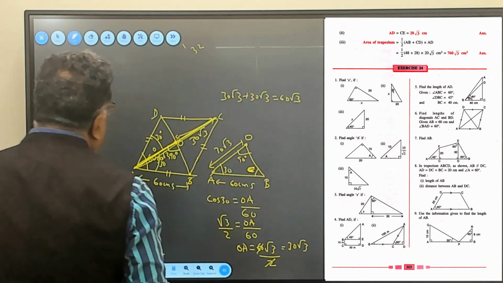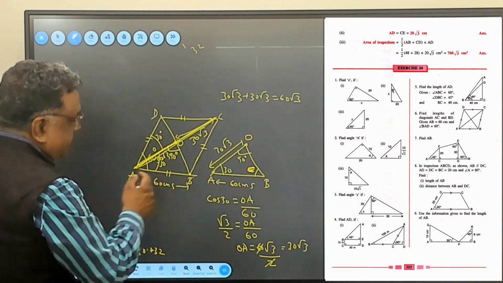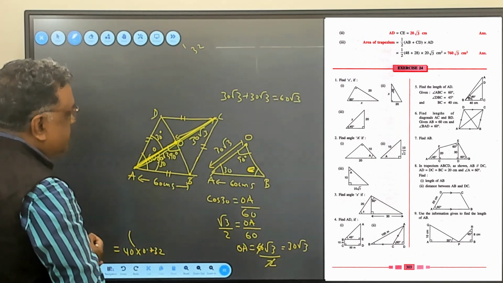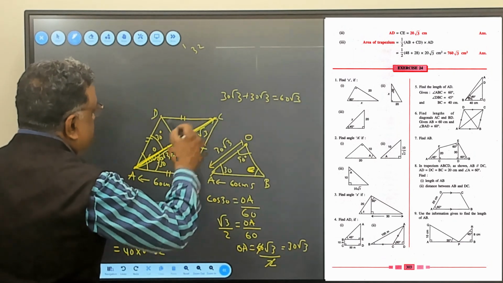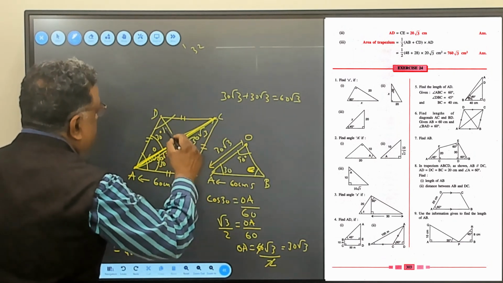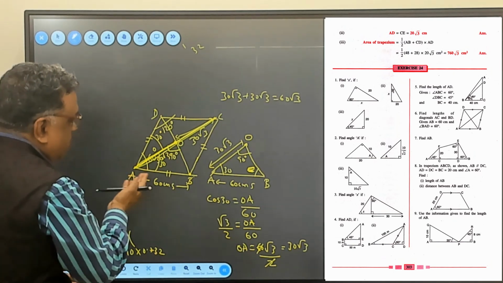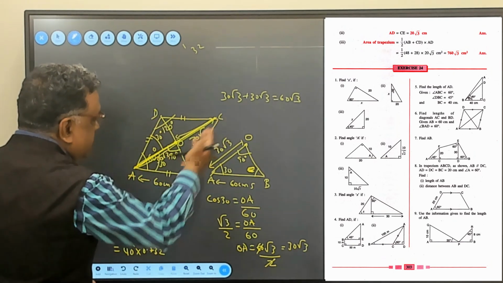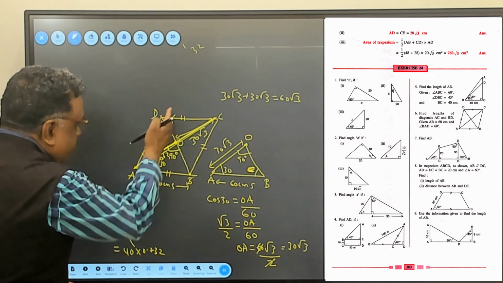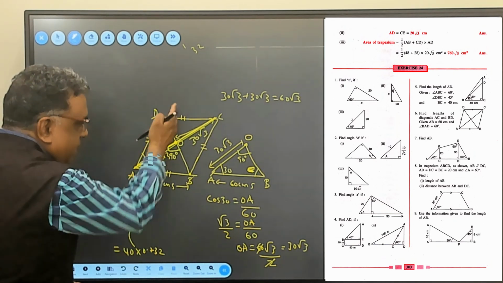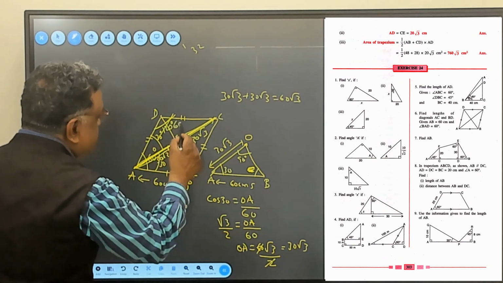Now, if this angle is 60, which means this angle is going to be 120. Why? Because this is a parallelogram, so opposite sides are parallel to each other. And if these are parallel to each other and this is a transversal, the sum of internal angles between the parallel lines has to be 180. So this is 120. And since this is a bisector, this will be 60.